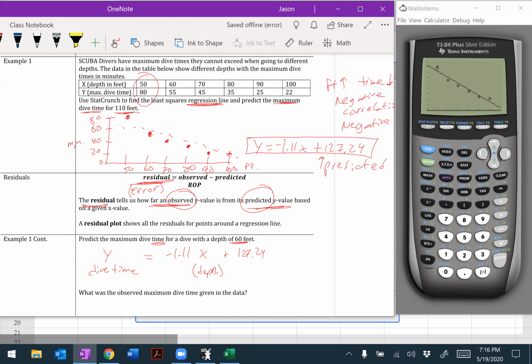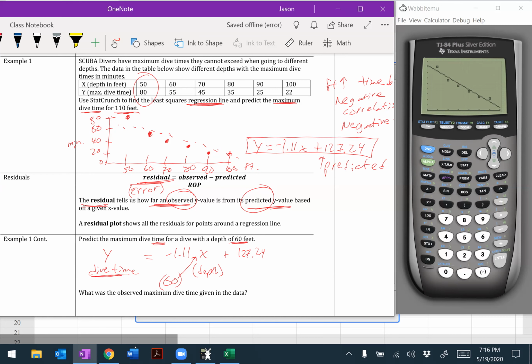Okay, so what am I going to do? I'm going to plug in 60 for my depth and then get a predicted dive time.